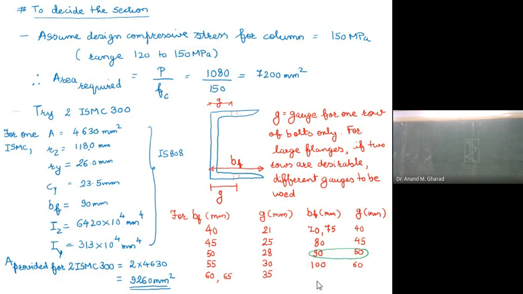So I have mentioned from what end to what end the G value will be denoted. Okay, this complete is the width of the flange.